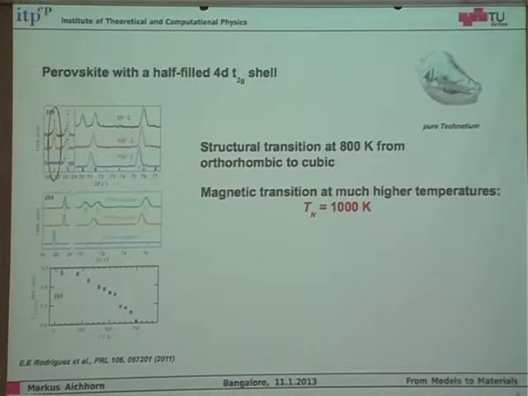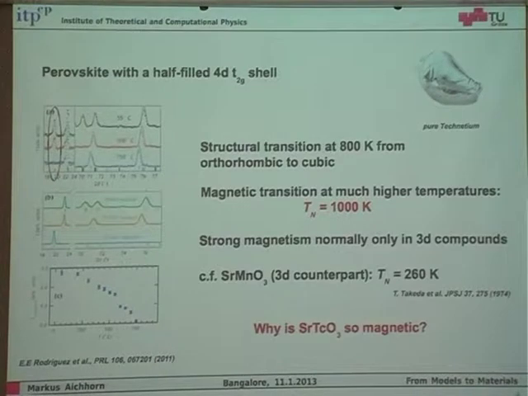And 1000 Kelvin is a pretty large Néel temperature for a transition metal oxide. So if you think of the manganese compound, here we have strontium technetium O3, you have 3 electrons in 3 t2g bands. So you take strontium manganese O3, that's 3 electrons in 3 t2g bands, but in a 3D material. The Néel temperature is only 260 Kelvin, so it's even below room temperature. The question is, why is this 4D element, technetium, supposed to be less correlated, that strong magnetic? Why is it such a good magnet? That's what we want to answer in the following.